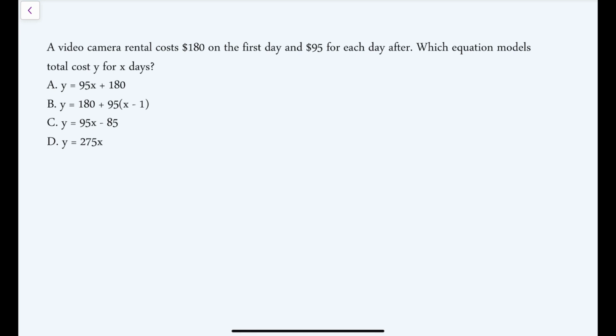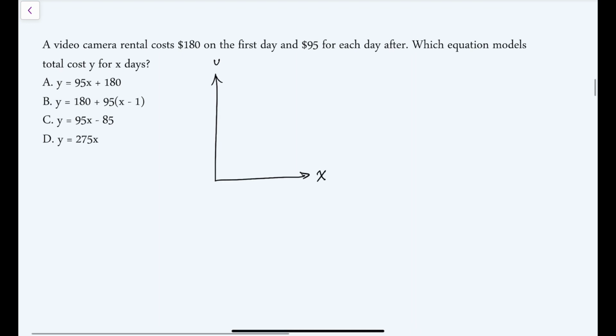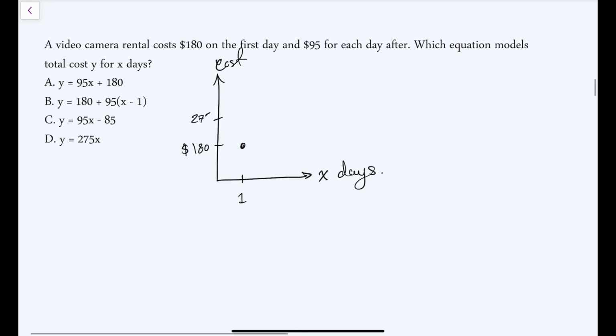A video camera rental costs $180 in the first day and $95 for each day after. Which equation models total cost y for x days? Again, we're going to break it down. We're going to say if this is x days, this is our y, which is cost. This is days. Okay? The first day, day 1, right, number of days, is going to be $180. Now the total cost, if there's 2 days, is going to be 180 plus 95. So $275.